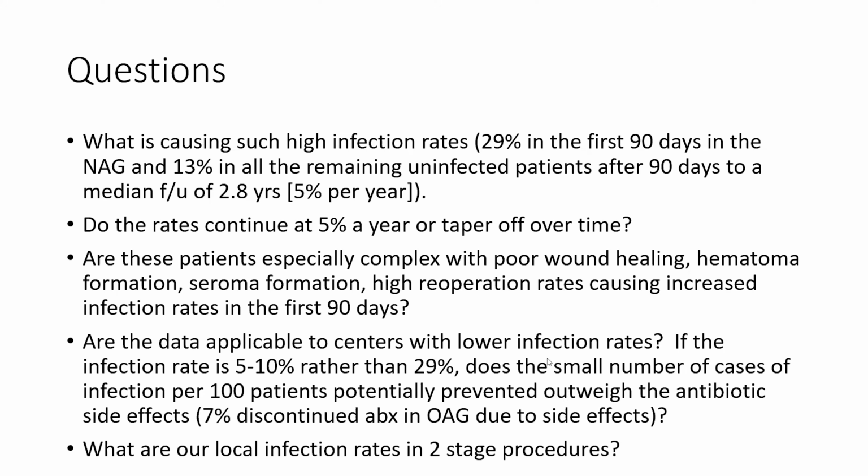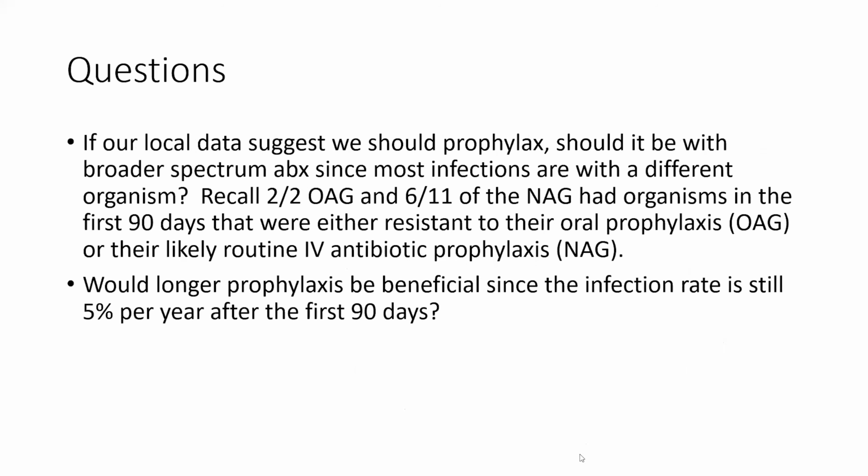Can these data be extended to centers with lower infection rates? We don't really know what our infection rates are for 2-stage procedures. At least I've not seen that data. So it'd be interesting to know, are we up in their range with very complex patients, or are we at a lower range? And then if our data are like theirs, should we prophylax? Should we use a broader spectrum antibiotic since most infections are with a new organism, rather than just tailoring the antibiotics to the initial organism that the patient was infected with, which we don't usually see coming back? Would longer treatment be beneficial since the antibiotics only helped while they were being given? Lots of questions from this study that I don't know that we know the answer for yet.